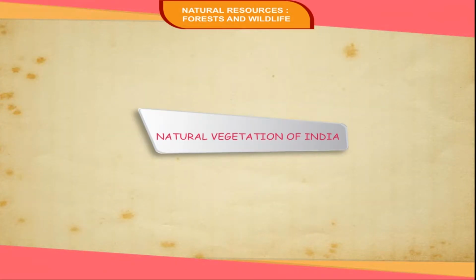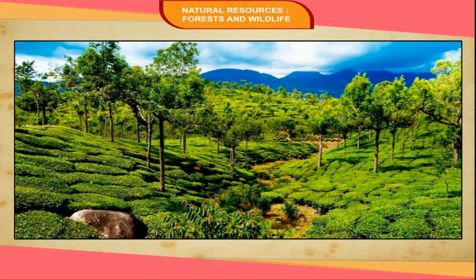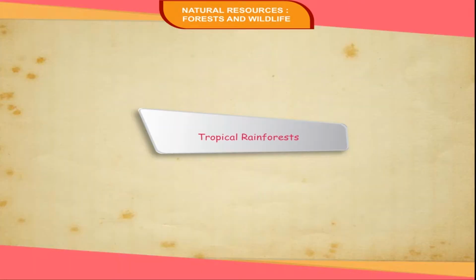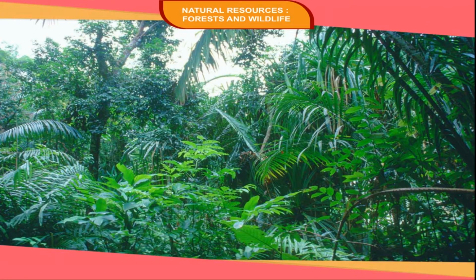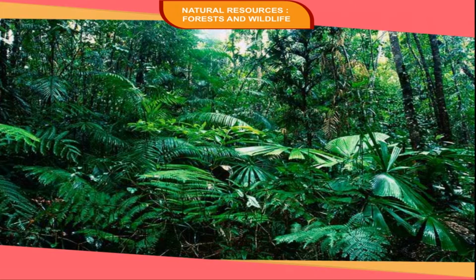Natural vegetation of India. India is a big country with a variety of climate. The variation in temperature and rainfall, together with the diversity of relief, has blessed India with these types of vegetation. Tropical rainforests. These are evergreen forests found in areas of high rainfall like the Western Ghats and northeastern states.